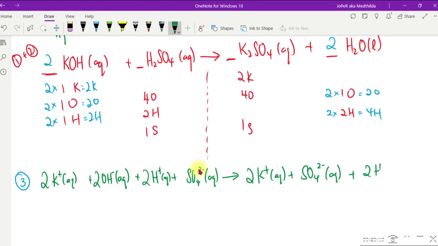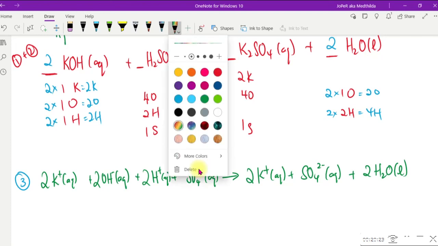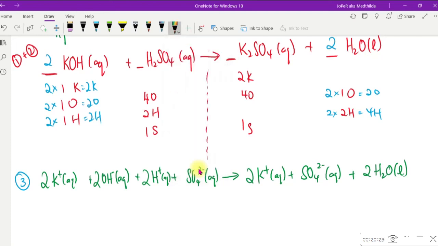So 2 H2O liquid. Now, why didn't I split this? Once again, you normally only split those in the aqueous state. So liquid state, no splitting. Okay, so with this here, now it's time to cancel these spectator ions with my colorful pen. K plus aqueous, K plus aqueous. So let's strike this out. SO4 2 minus aqueous state, so out.